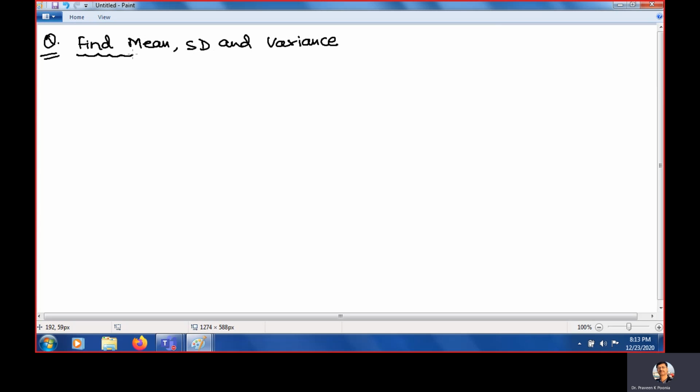Clear? We will find three things: mean, standard deviation and variance. What is the data? Data is given here. We will make it from the left side, and this is the table we are going to make. It is the first value, and here are the frequencies.